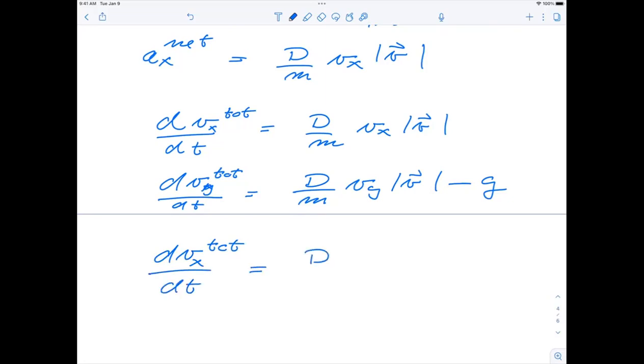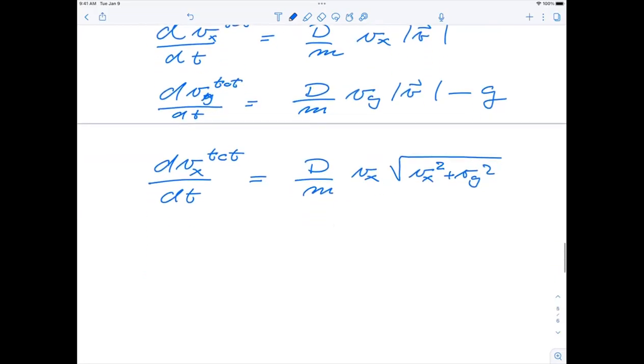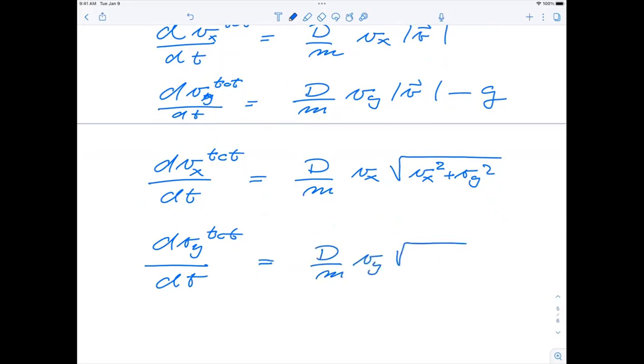So dvx/dt is going to be given by this d over m, and then I have a v of x, and now I have to put in the absolute value. So I have the square root of vx squared plus vy squared. And then I have my dvy/dt, which is now d over m times v of y times the square root of v of x squared plus v of y squared, and minus g here.